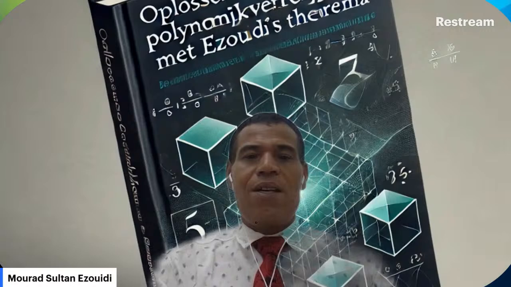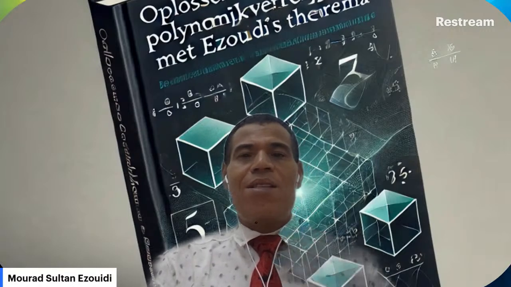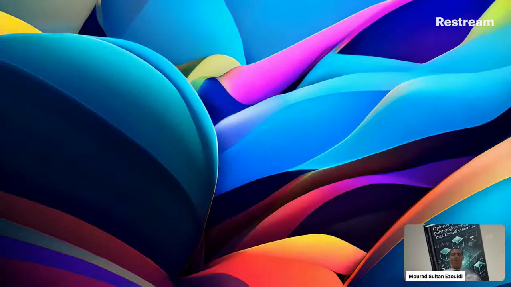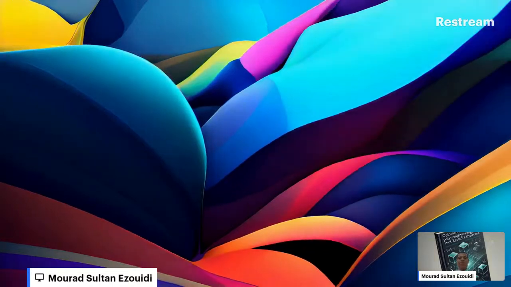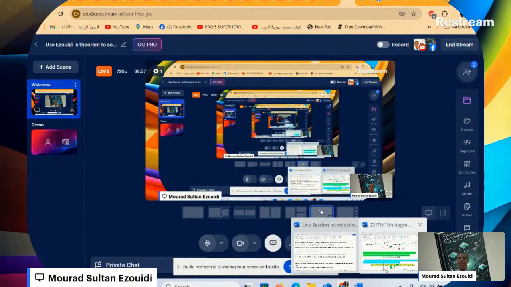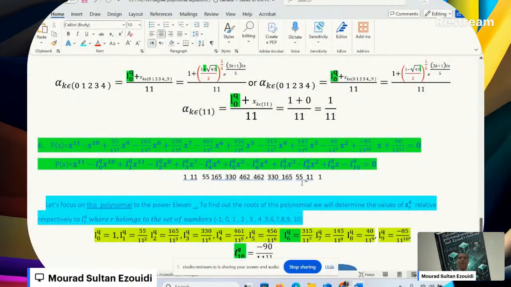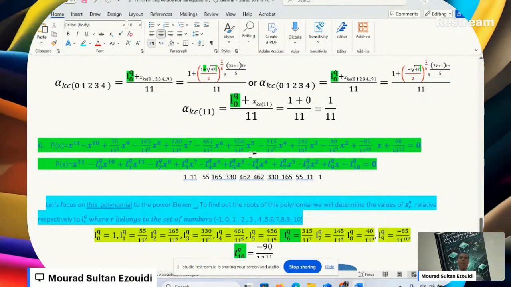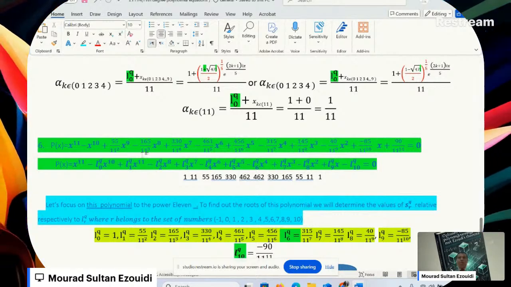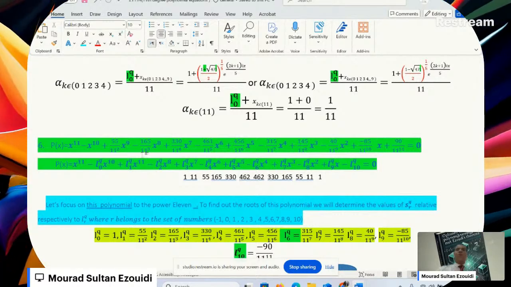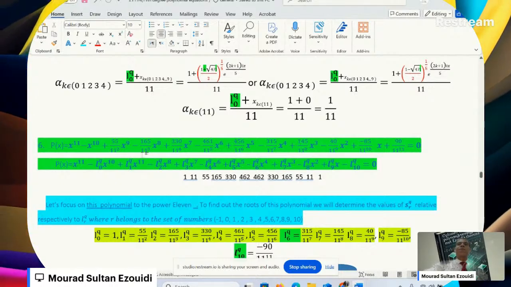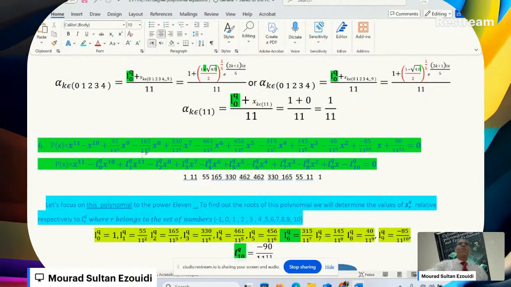Now I'm going to share the lecture with you so that you can see the whole lecture and benefit from Professor Mourad Sultan Ezouidi. So this is my polynomial to the power 11 that I'm going to start with. You can see this is our 11th degree polynomial equation that we are going to work with now. So get ready, my professors and teachers.